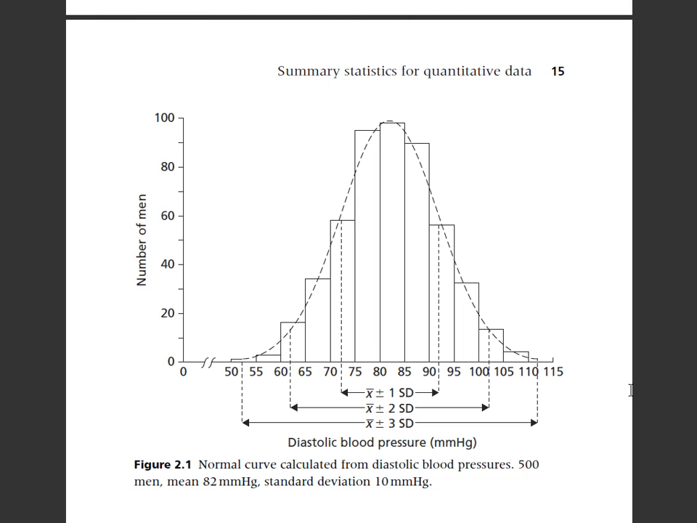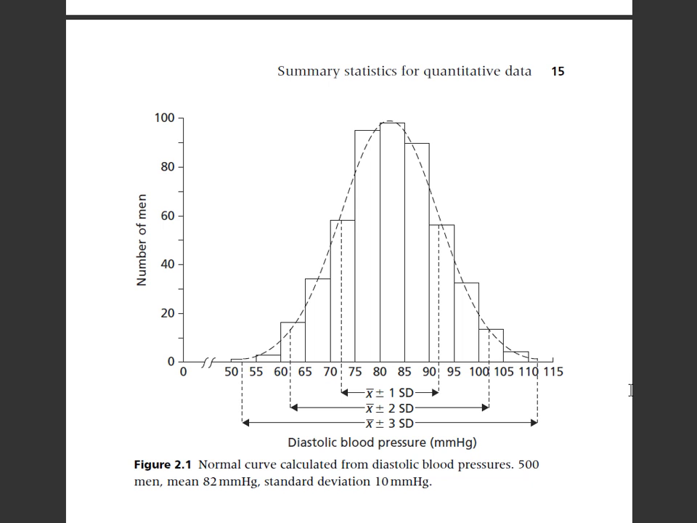So when you do a histogram of the data, it looks symmetrical. If the data is skewed, as we saw in the last video, then the standard deviation becomes less useful. So what does the standard deviation actually mean? This is a useful figure from page 15 of Statistics at Square 1. It shows a histogram of diastolic blood pressure in millimetres mercury. The mean is 82 and the median is around about the same, 82.5 by the look of it.